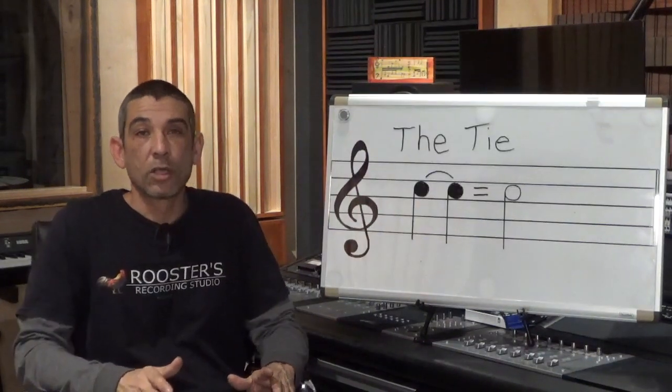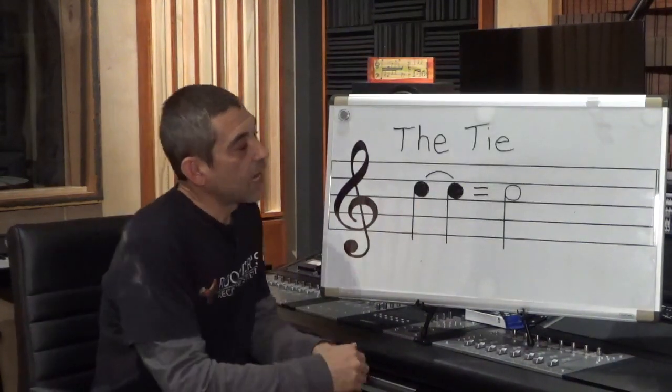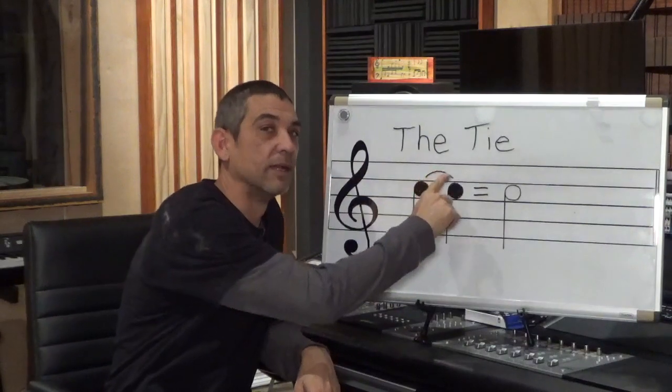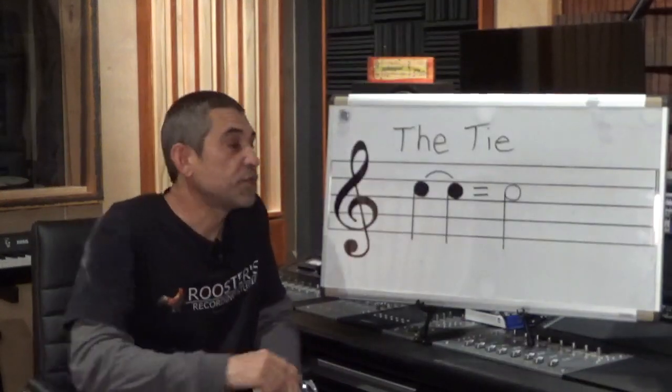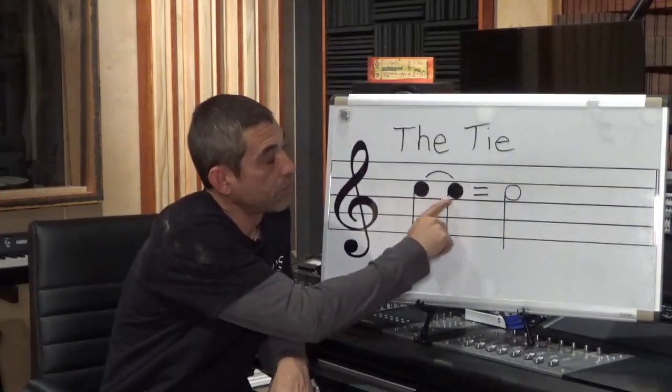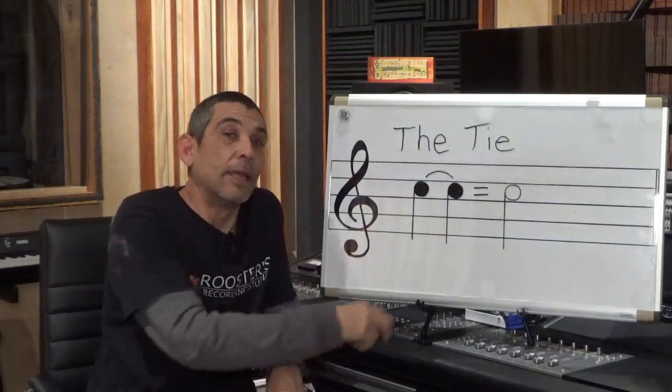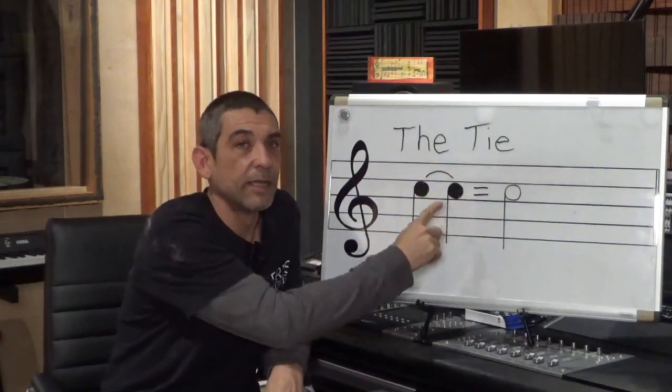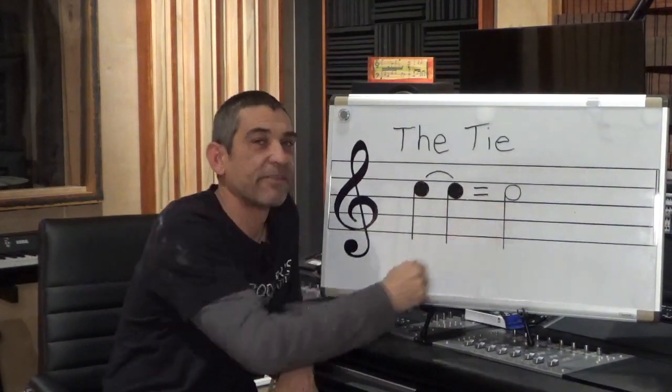Next, we've got what's called the tie. The tie is simply a curved line that connects 2 adjacent notes of the same pitch into a single sound. The duration is the sum of both note values. So, 2 quarter notes with a tie is going to be played like a half note.